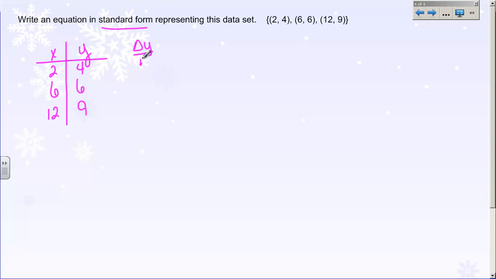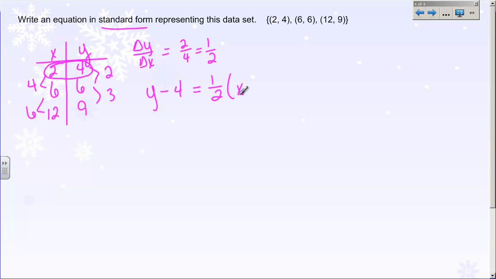So change in y over change in x. My change in my y values is 2. My change in my x values is 4. So my slope is 2 over 4, or 1/2. If you want to check this, it's 3 over 6, which is also 1/2. So my slope is 1/2. Now pick a point, any point. Let's use this first one because it has the smallest numbers. So we're going to do y minus y1 equals the slope times x minus x1. Distributive property, y minus 4 equals 1/2 x minus 1, because half of 2 is 1.